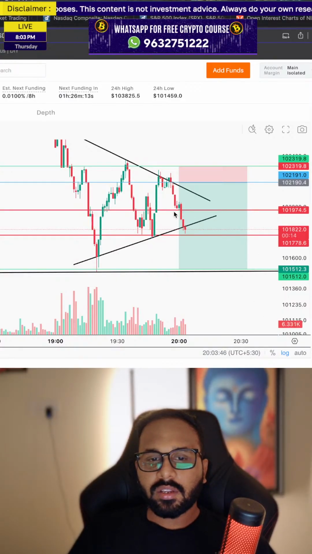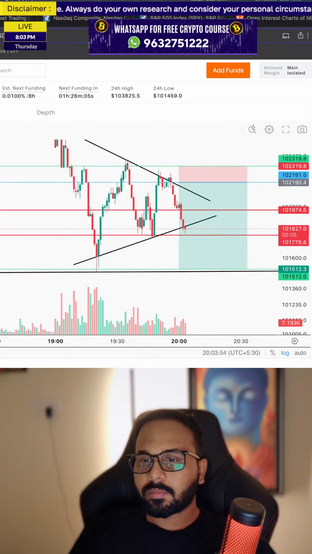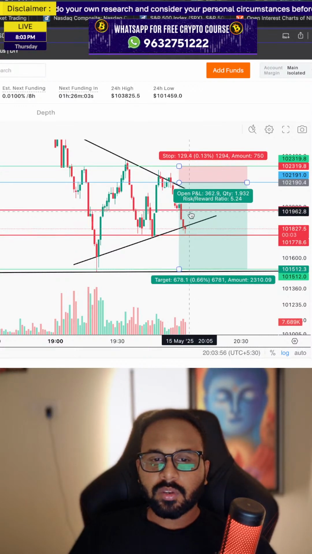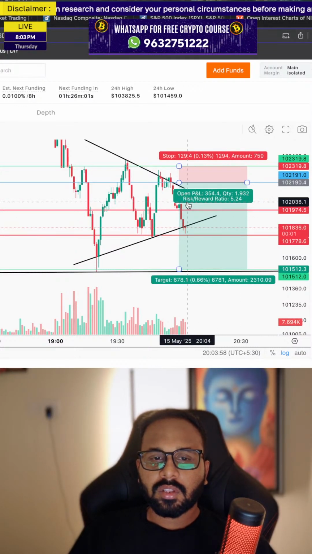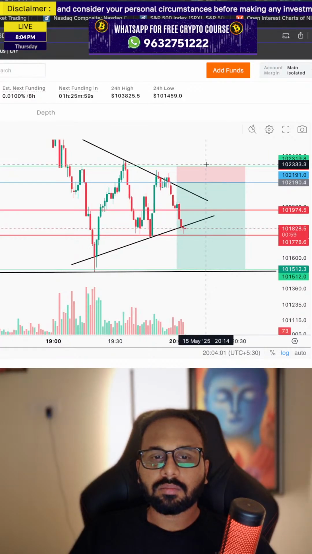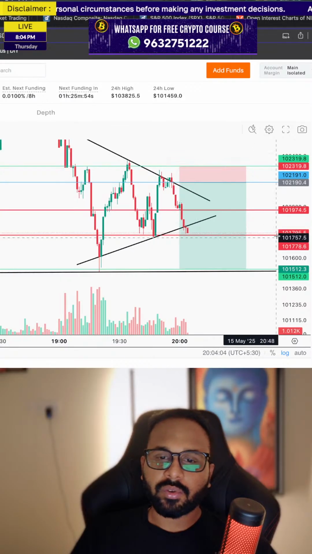You have taken entry somewhere here, you're saying, right, sir? Keep your stop loss above this candle. Because you have taken entry here, there's no point in keeping the stop loss as per what I have kept. That will be too far for you.